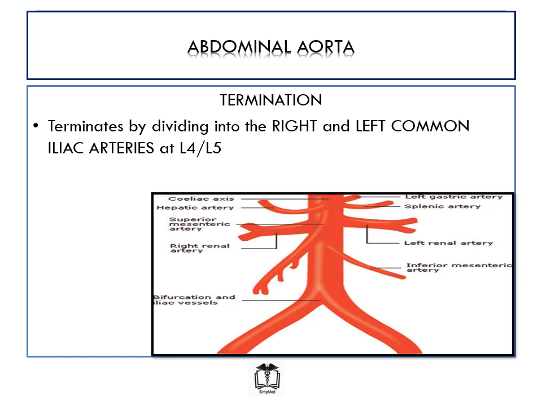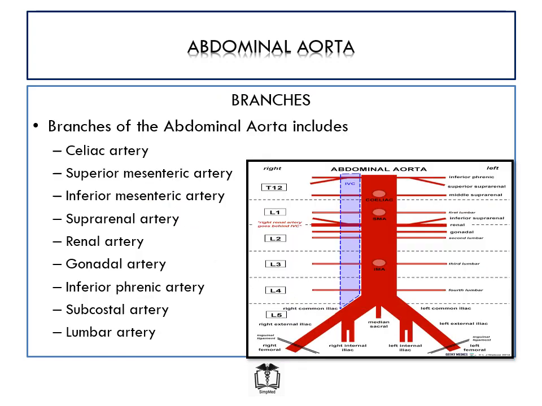The abdominal aorta tends to terminate by dividing into two parts. At around the junction between the fourth and fifth lumbar vertebrae, so L4, L5, the abdominal aorta bifurcates into two major arteries. This includes the right and the left common iliac arteries. You can see that bifurcation in this image. You have the right common iliac and the left common iliac arteries being the continuation of the abdominal aorta.